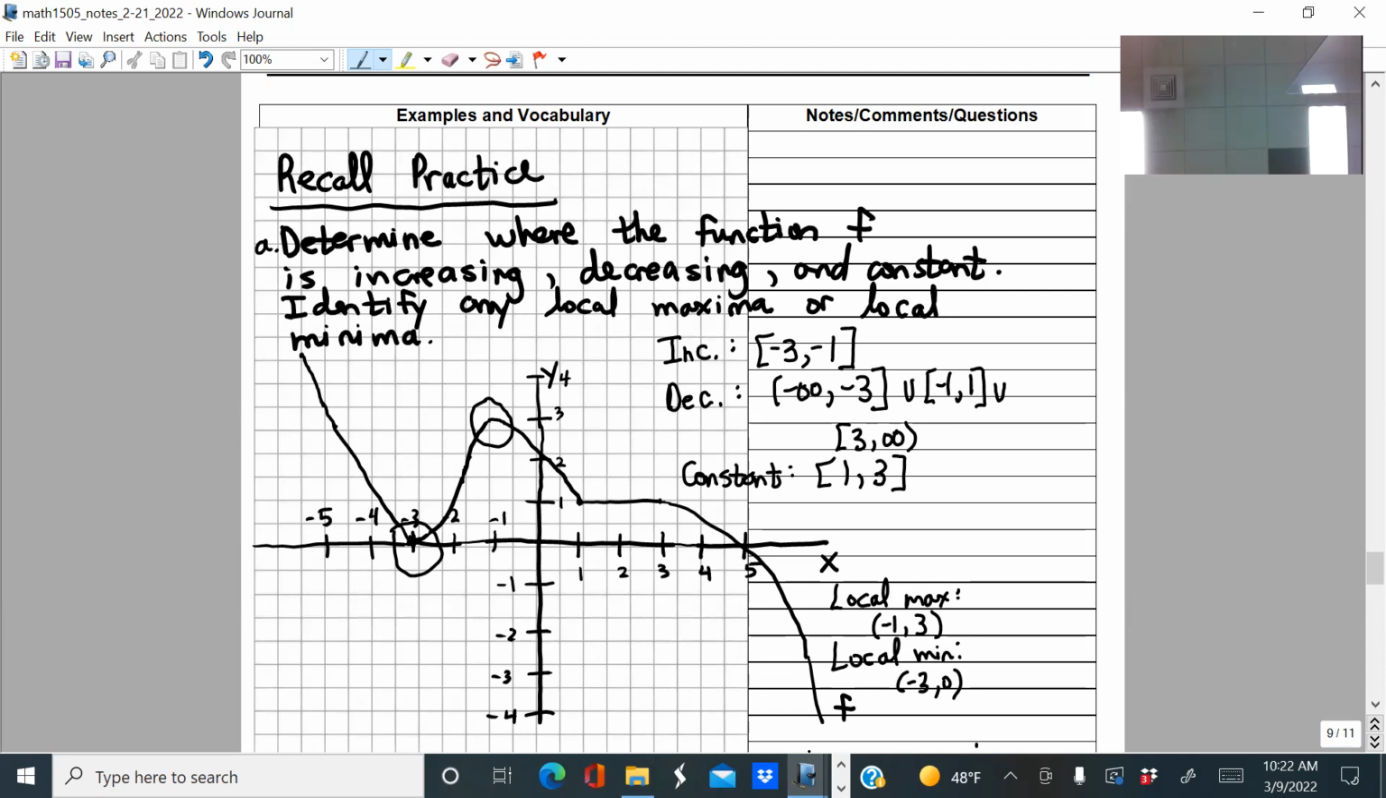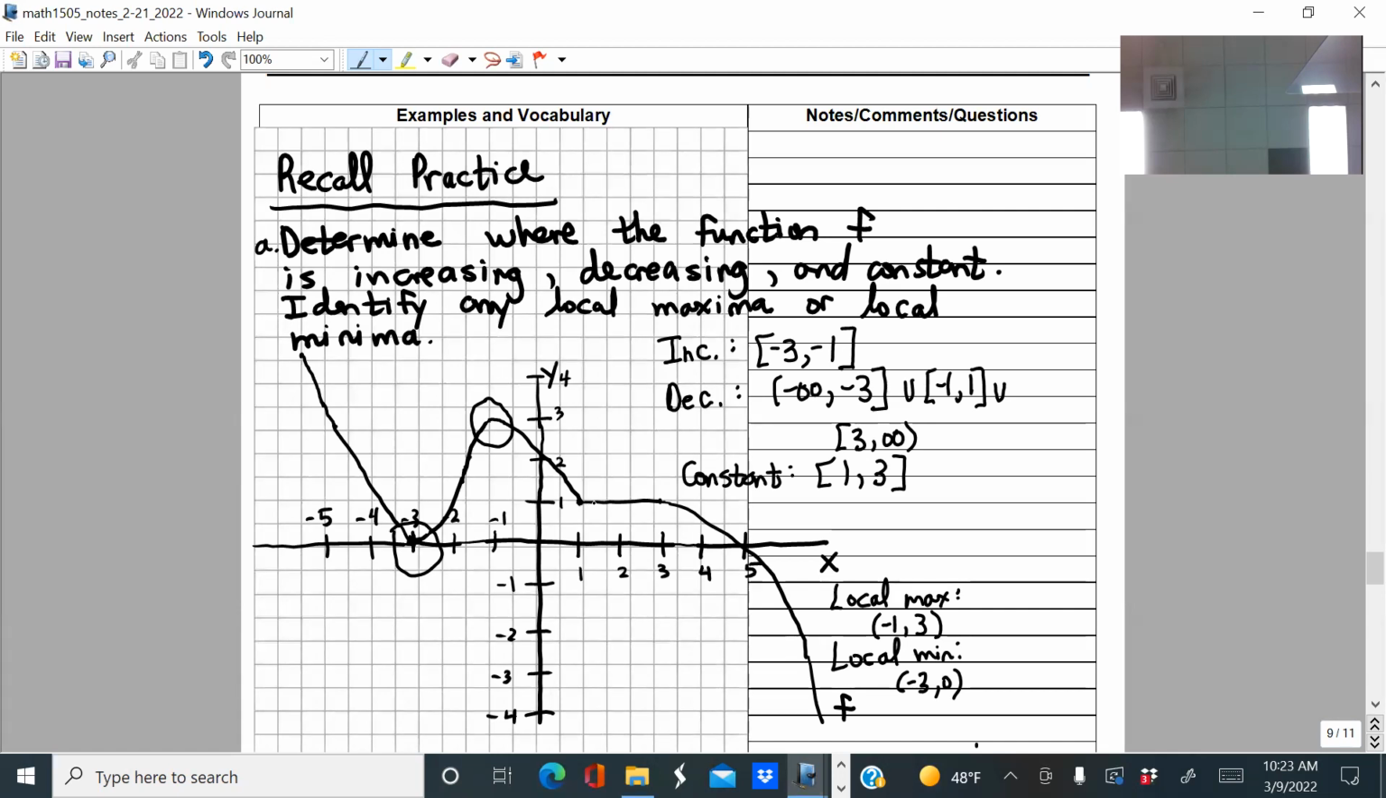Now, there are 2 other points on the graph that students might identify as local minima or local maxima. It looks like we have a turning point here and also a turning point here. These are not turning points, okay? They are visually important points on the graph, but they do not count as turning points.